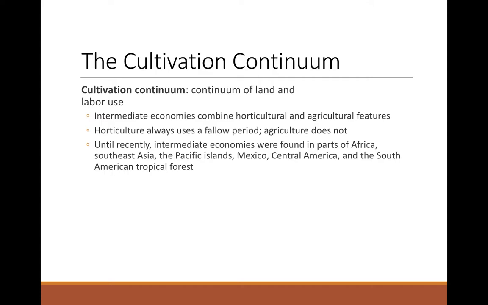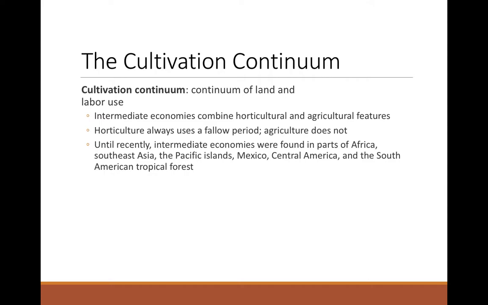In reality, we've got flexibility as to where groups fall along this continuum. And so we've got intermediate economies that may combine some aspects of both horticulture and agriculture. The big defining feature is that horticulture always has a fallow period. The fallow period doesn't have to be of similar length, but it's got to be present. If there is no fallow period present, then regardless of what kind of tools, whether you've got domesticated animals, whether you've got terracing involved, we're going to consider you a horticultural society.